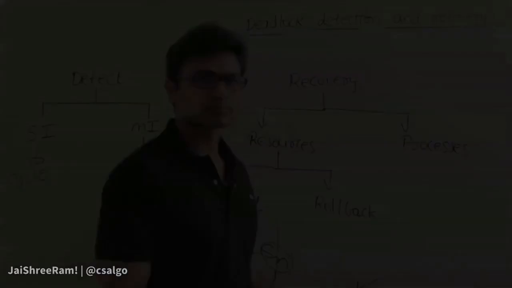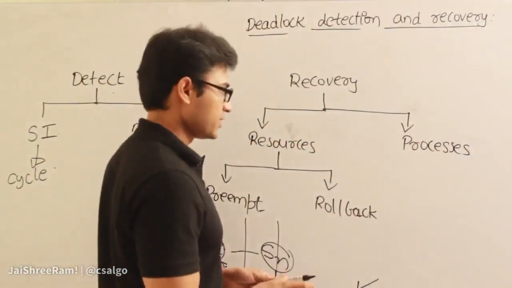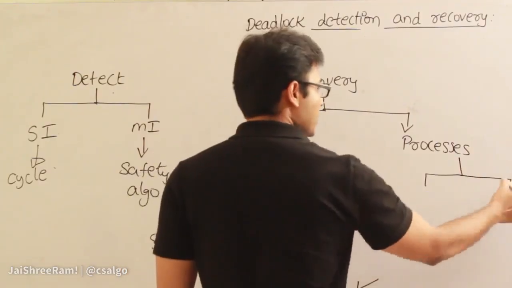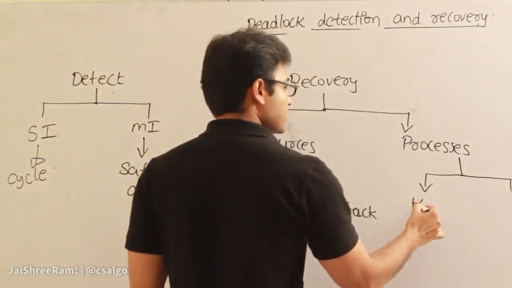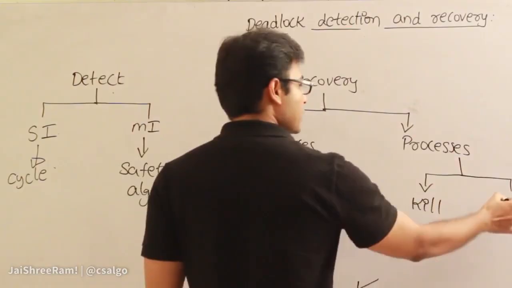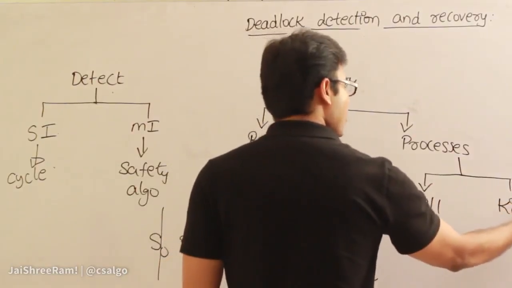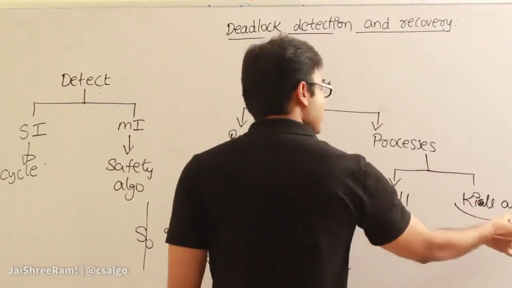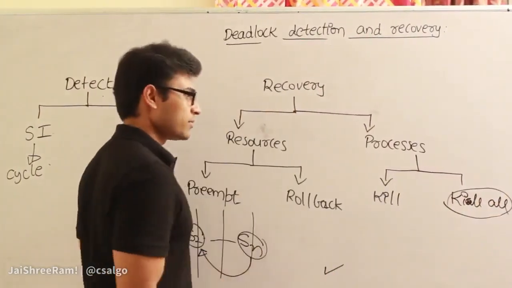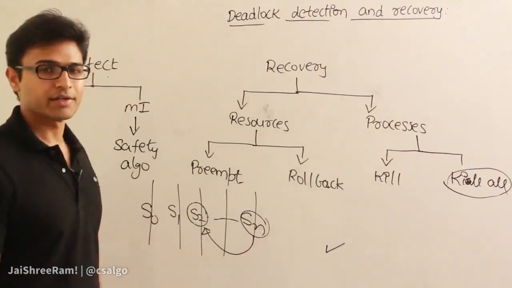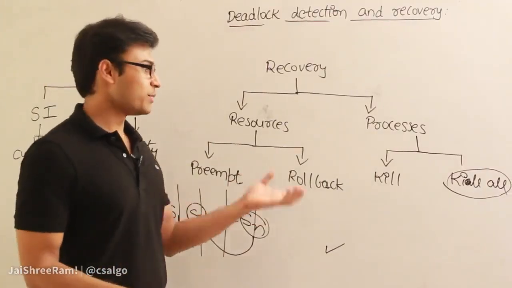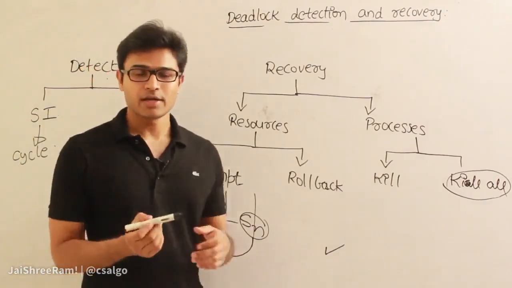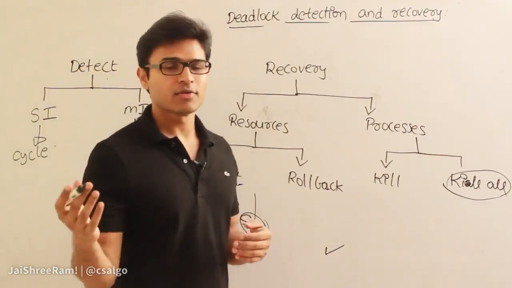fine. Now let's deal with the process. There are two ways to deal with the process. One way is to kill a process, and the other way is to kill all processes. If you kill all processes and then restart them, definitely that method will work, isn't it? Why? All the processes are going to be deleted and again they are going to be created.